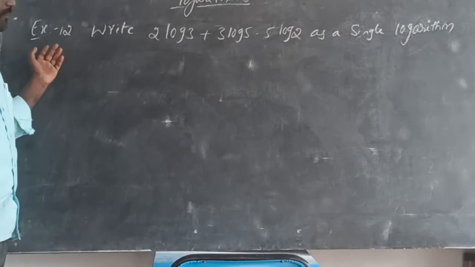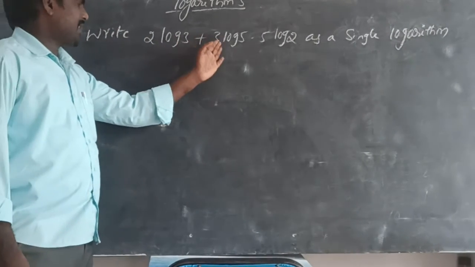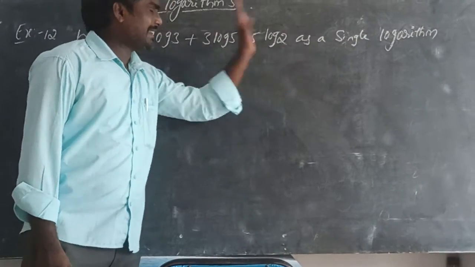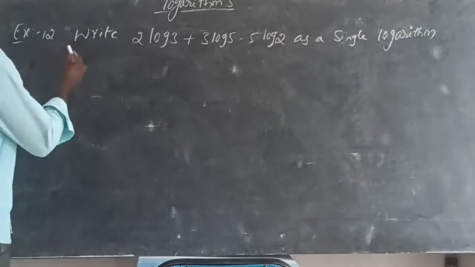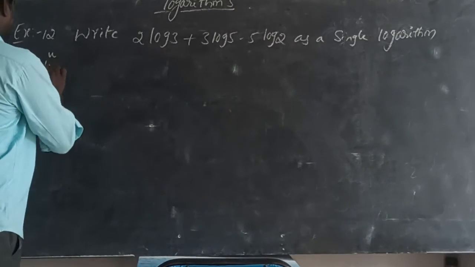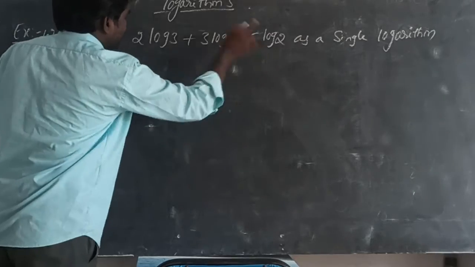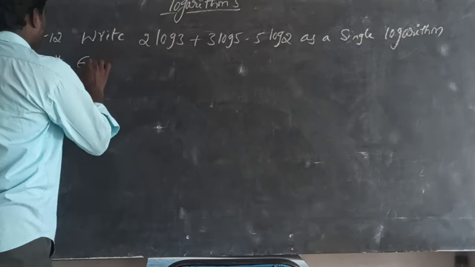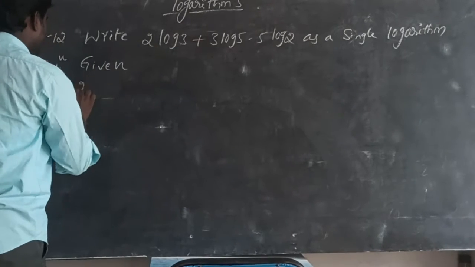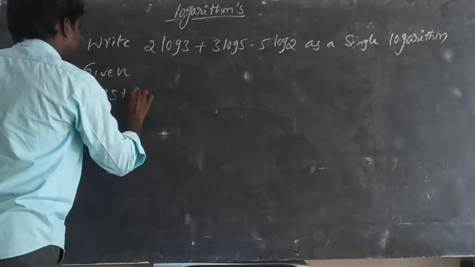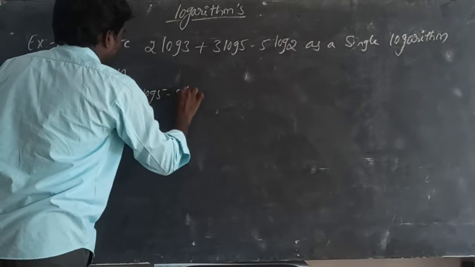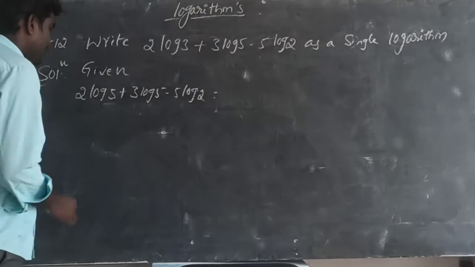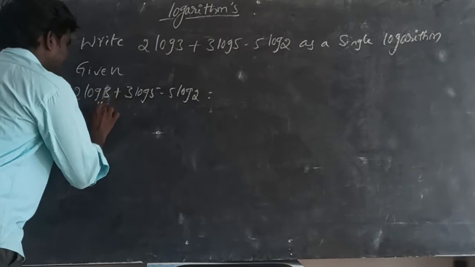Next, example 12. Write 2 log 3 plus 3 log 5 minus 5 log 2 as a single logarithm. So how can we do that? Here there is no base. What is the common base? 10. So given 2 log 3 plus 3 log 5 minus 5 log 2, write as a single logarithm. Here there is no base, the base is 10.